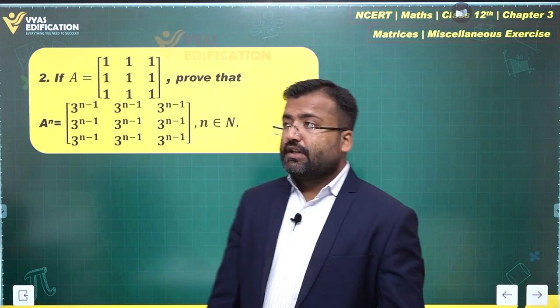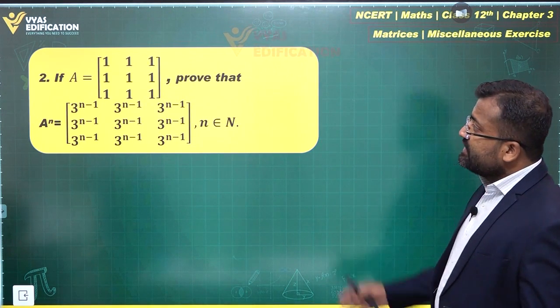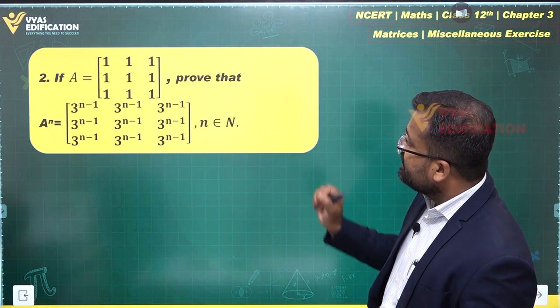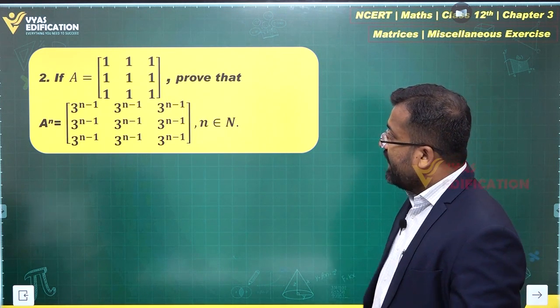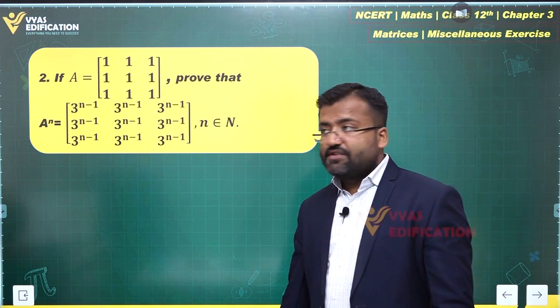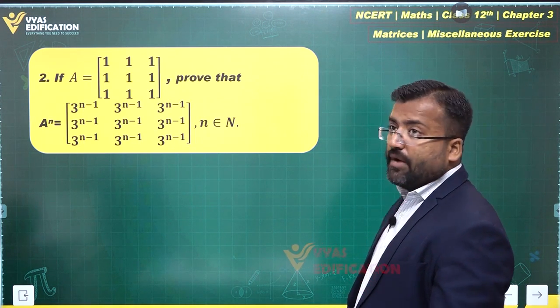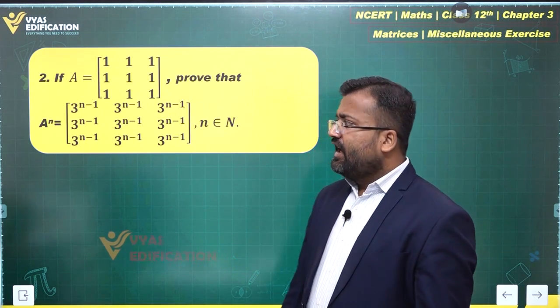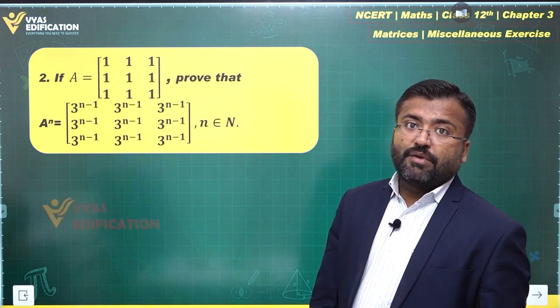Let's discuss this question next. If A equals this matrix with all entries 1, prove that A power n equals this, where n belongs to natural. Okay, how do we go about proving this? So one of the approaches which the NCERT people love is the principle of mathematical induction, and we can solve this question using principle of mathematical induction.